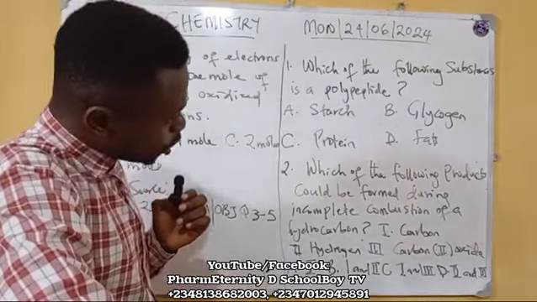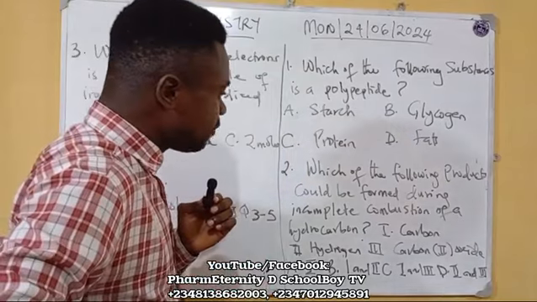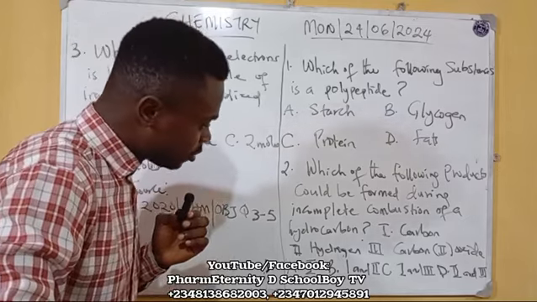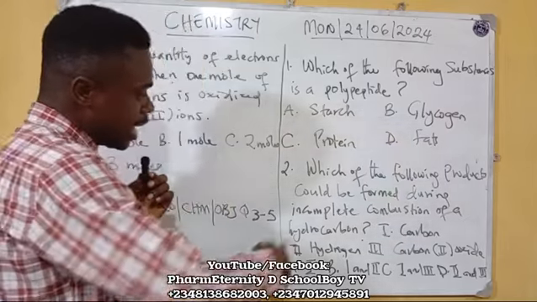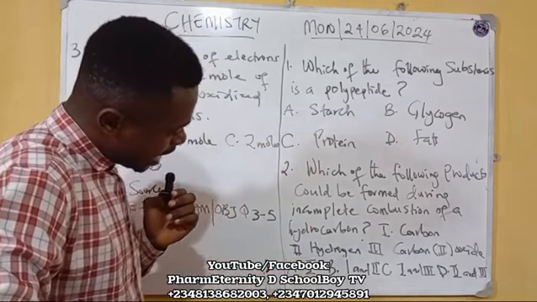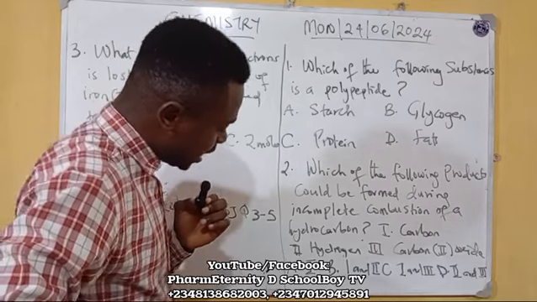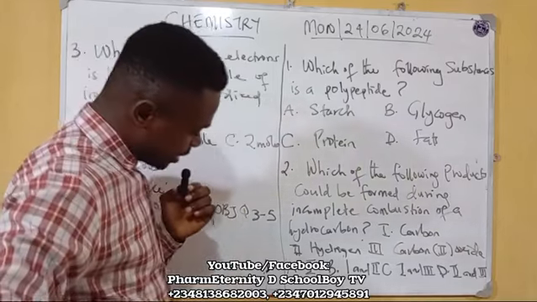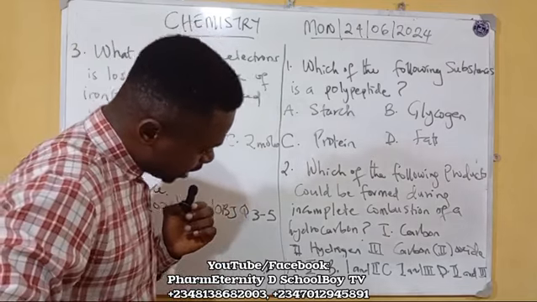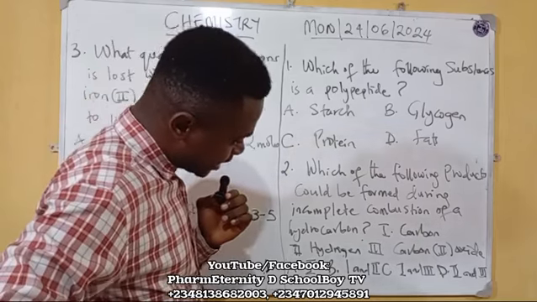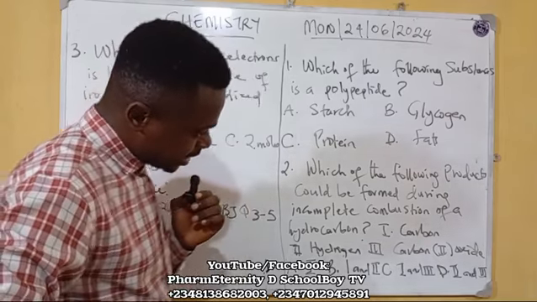Number two, which of the following products could be formed during incomplete combustion of a hydrocarbon? I. Carbon. II. Hydrogen. III. Carbon 2 oxide. Options A. I. B. I and II. C. I and III. D. II and III.